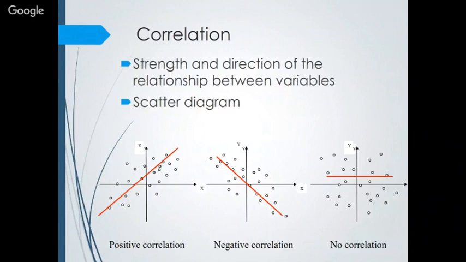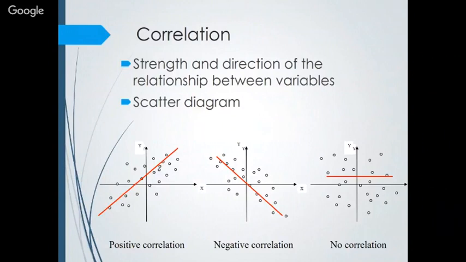Then there is negative correlation: when one variable increases, the other decreases. That is called negative correlation. The third one is no correlation. Sometimes one value increases and the other value decreases, or the y value decreases while the x value increases. There is no consistent pattern in the data between the two variables. Such relationships we term as no correlation. Okay, first is positive correlation, second negative correlation, and third no correlation.